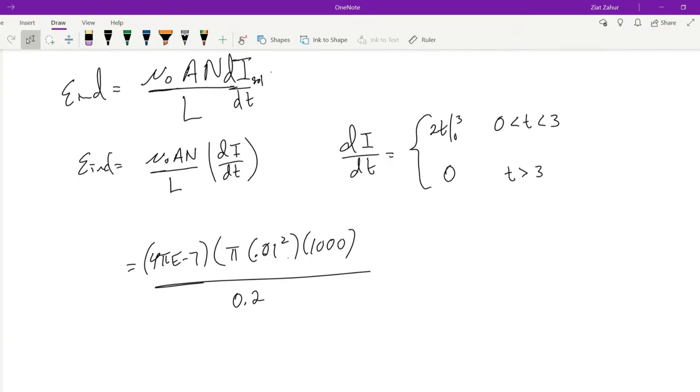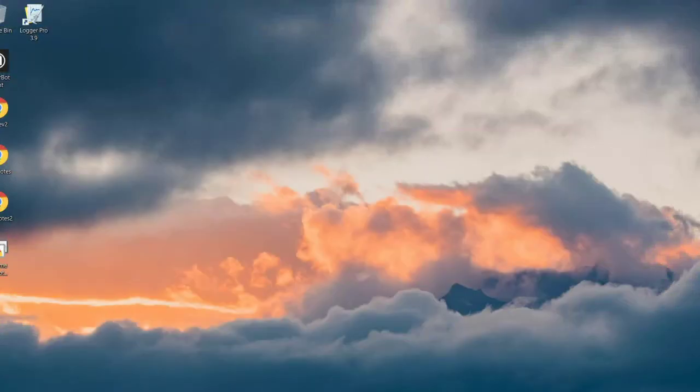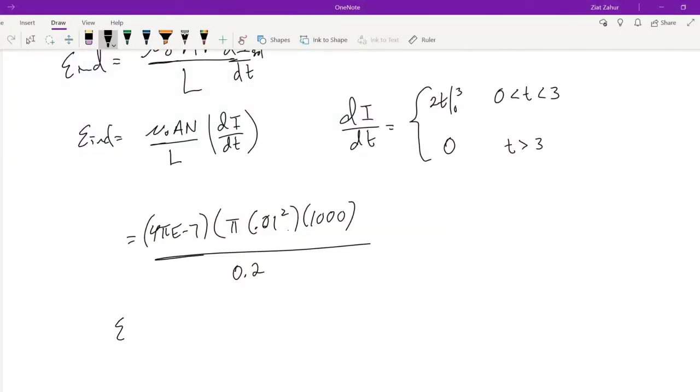And then you have to do it 2 times. Of course, the induced voltage from 3 seconds and on is 0. It's 0 for t greater than 3. But what is it here as you're increasing the current?